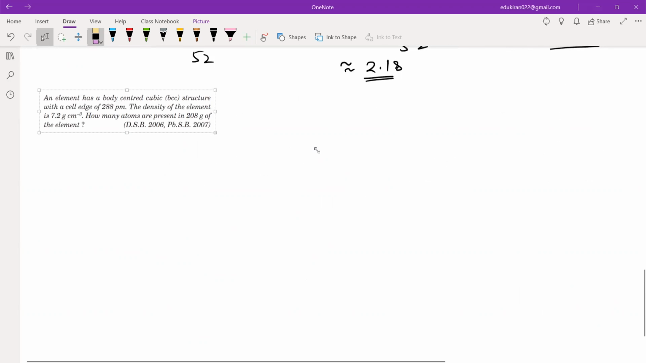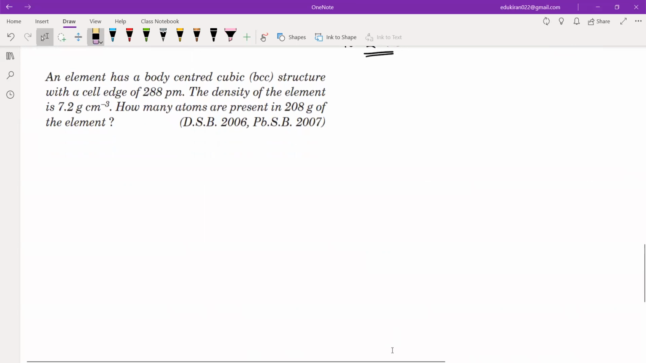Yes, let's write this question. They have given an element has a body-centered cubic structure with a cell edge of 288 picometer. The density of the element is 7.2. How many atoms are present in 208 gram of the element? First of all, write this question, then we will discuss it first. Then you can solve it. Write it fast. Now there is a similar question in NCERT also that we have to do, which is a very good question.